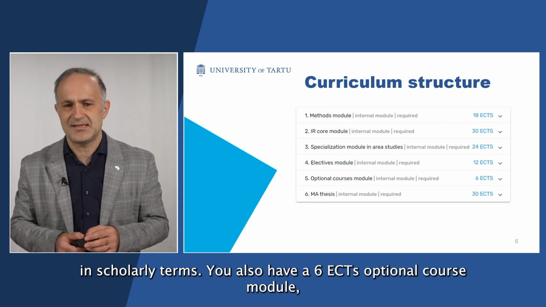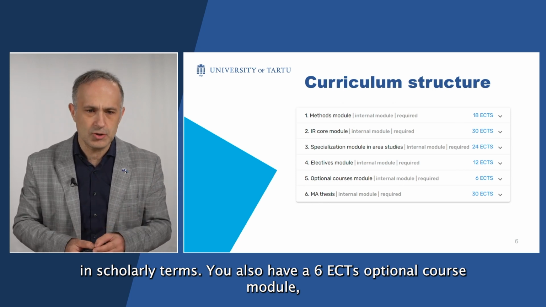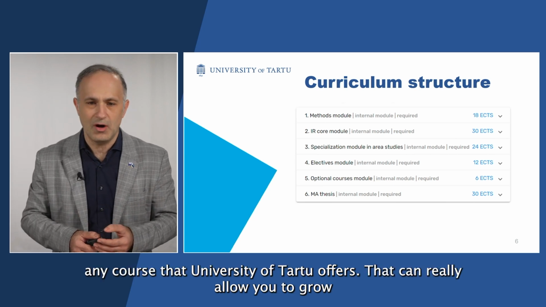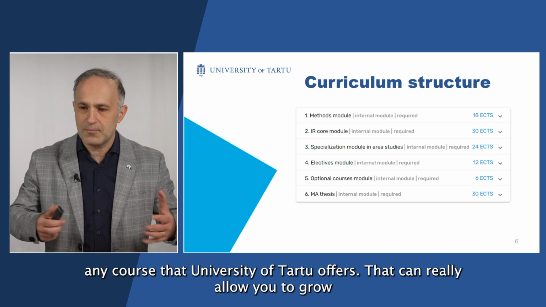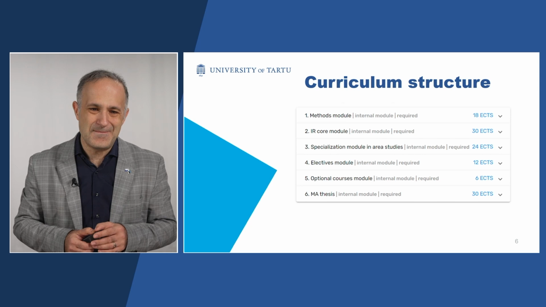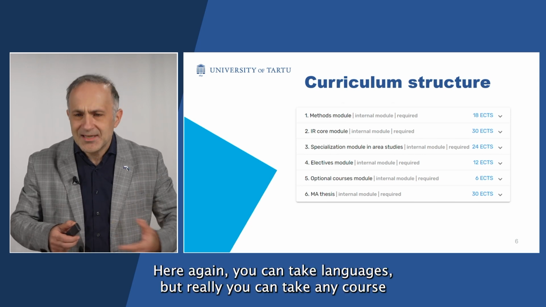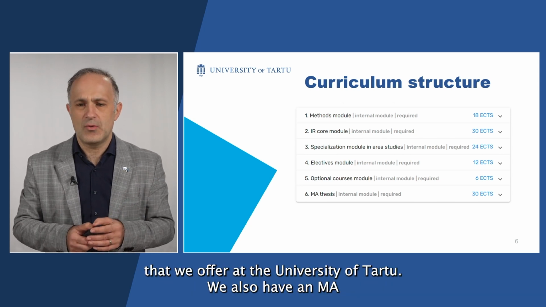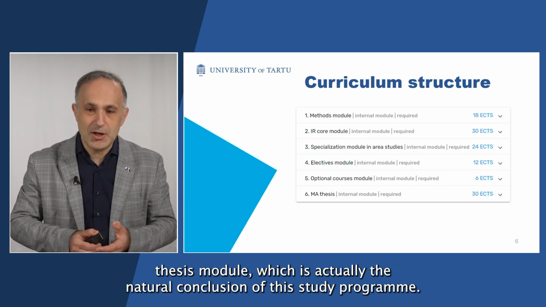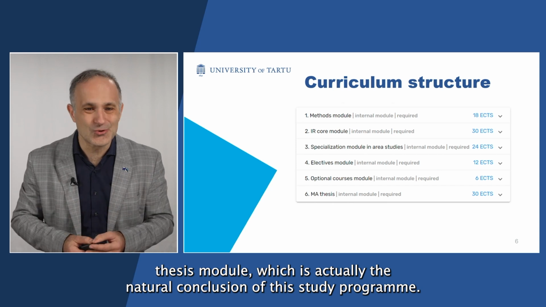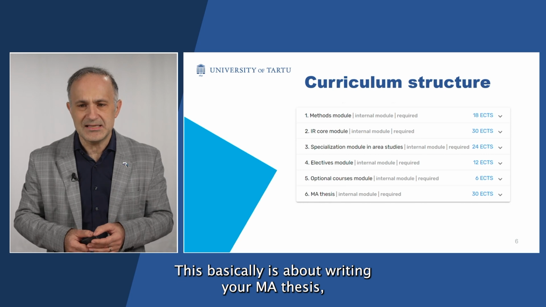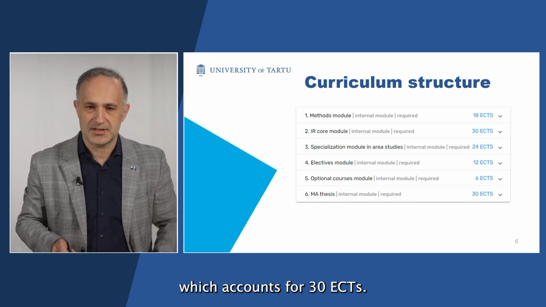You also have a 6 ECTS optional course module where you can basically and literally select any course that University of Tartu offers that can really allow you to grow far beyond, let's say, the scopes of international relations. Here again, you can take languages, but literally you can take any course that we offer at the University of Tartu. We also have an MA thesis module, which is actually the natural conclusion of the study program. This basically is about writing your MA thesis, which accounts for 30 ECTS.